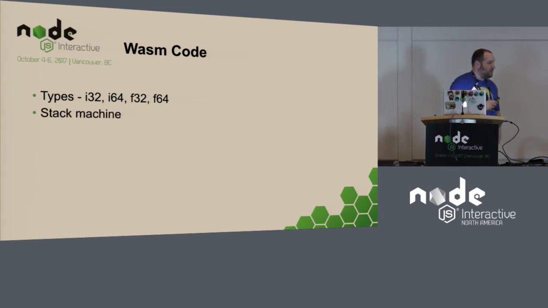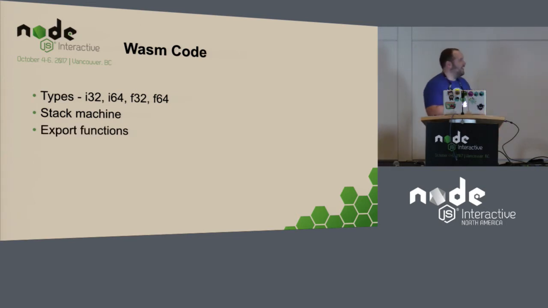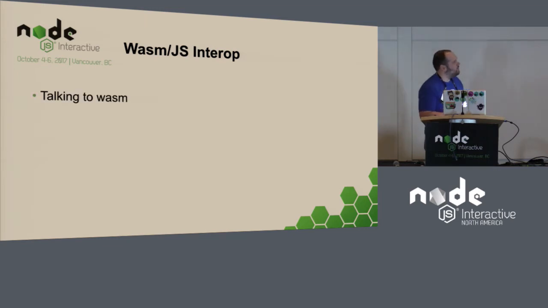And it's a stack machine. We saw how that works a little bit. You can export functions. You have memory. And you have these low-level commands. There aren't even that many of them. You can go and get a list of them. I don't know how many. There's 60 or something like that.